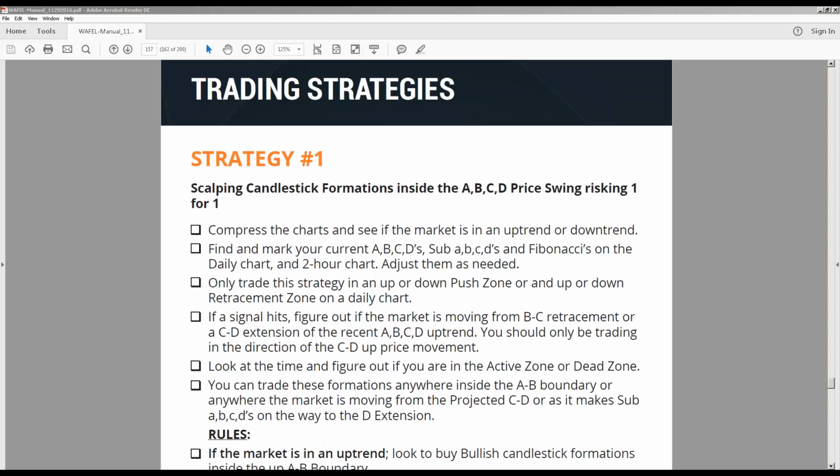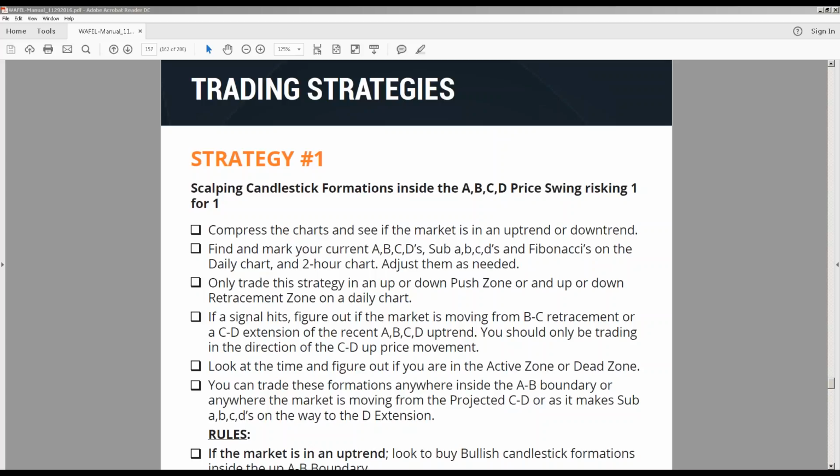This lesson will last about 40 minutes, and if you have any questions, you're more than welcome to just type it here in your question section box. Right, strategy number 1 is about scalping candlestick formations inside the ABCD price swing, risking 1-for-1. So you're going to have a 1-to-1 risk reward here.